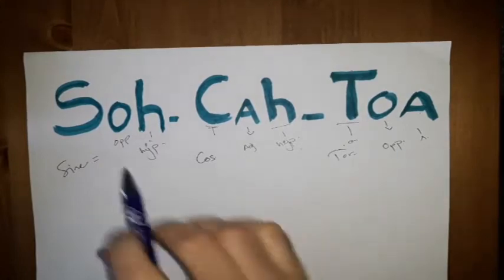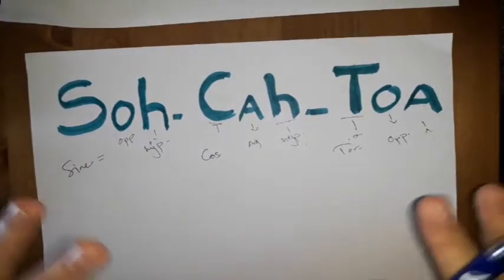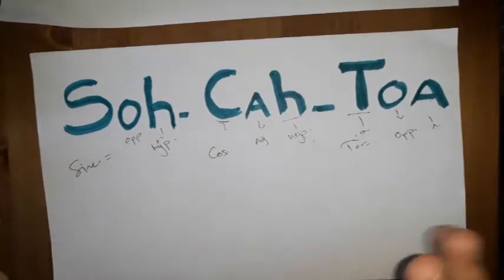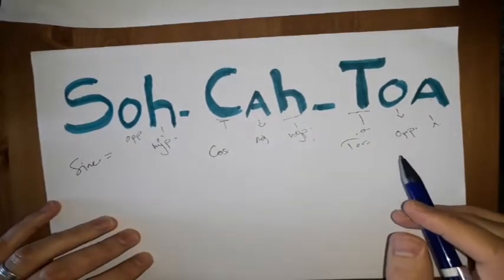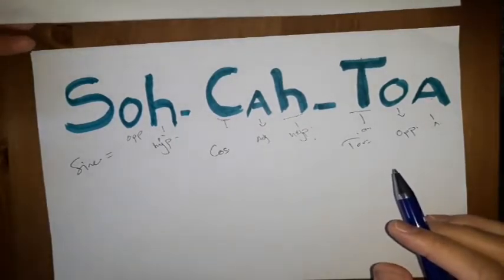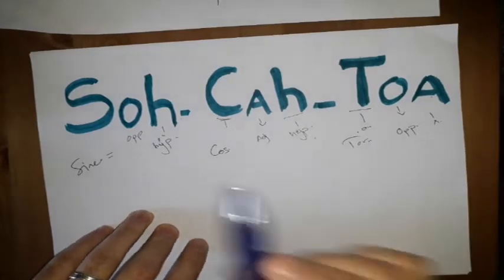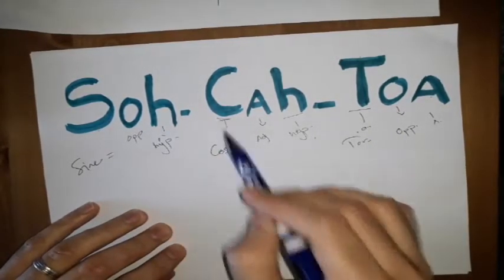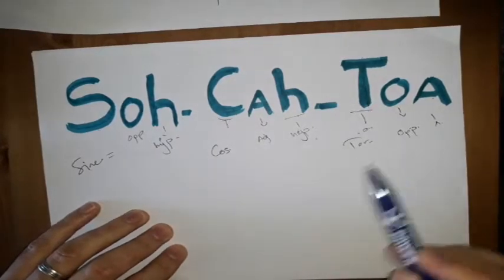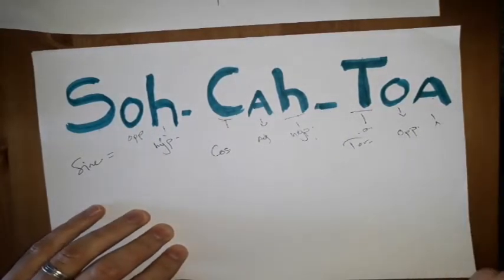If you remember a little bit about this, it's going to help you a lot. Sometimes it looks like a Chinese or Japanese word, SOHCAHTOA. If you remember this, sine and cosine will be very easy for you. So SOHCAHTOA: S is for sine, C is for cosine, T is for tangent, and O is for opposite, H is for hypotenuse, and A is for adjacent.